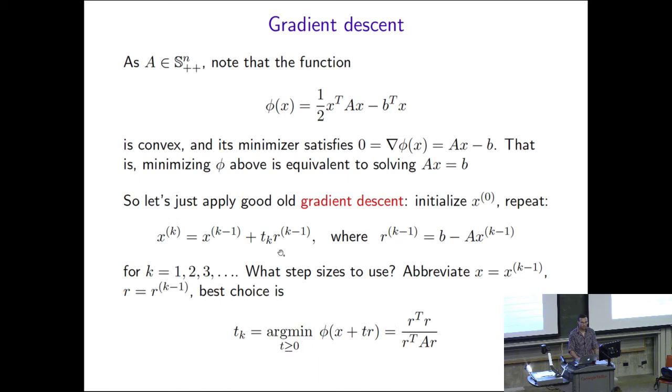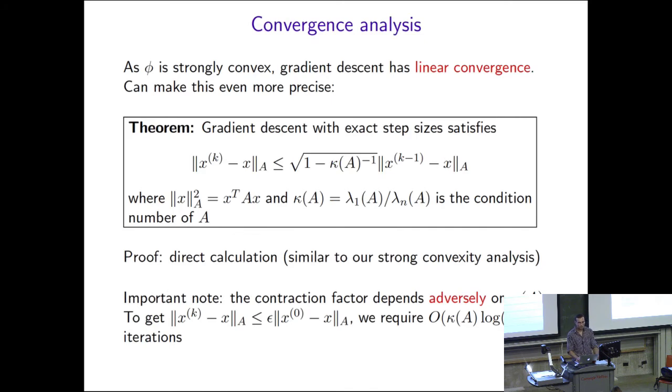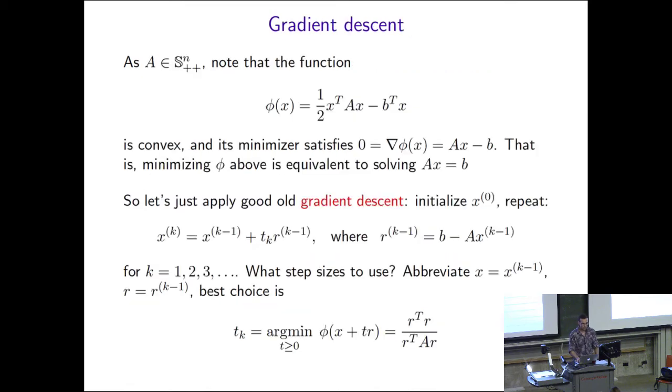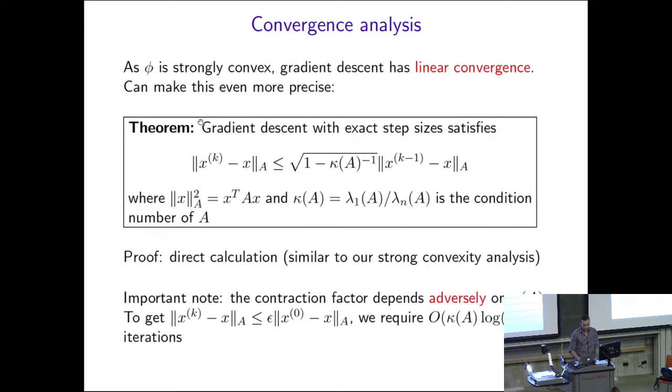So that's the step size I'm going to use. I'm just going to apply gradient descent. What can we say about it? Well, hopefully you remember that this is strongly convex. It's a quadratic, A is positive definite, and it has some smallest eigenvalue. So we should expect a linear convergence rate, converging quickly like log of 1 over epsilon. In fact, with this specific problem, which is just solving a linear system with gradient descent, we can say a much more precise result in terms of the contraction factor, and that is this one.